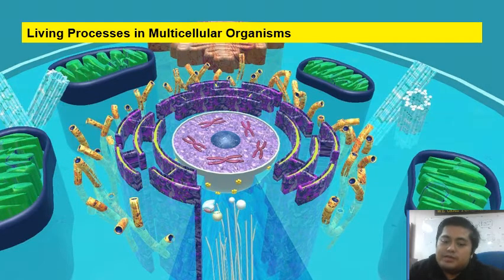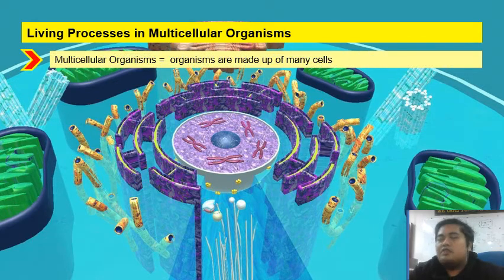So tadi kita bincang pasal unicellular organism. So kita sekarang tengok pasal multi pula. So macam saya cakap tadi, multicellular organism maksudnya they are the organisms that made up of many cells. So macam kita manusia, kita terbina daripada pelbagai jenis sel. Kita ada sel epithelium, kita ada sel saraf, our nerve cell, our epithelial cell, our muscle cell.